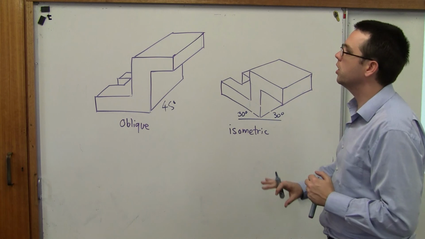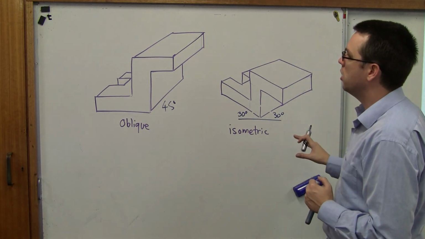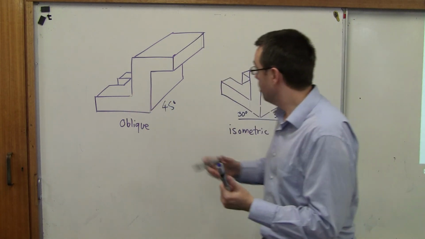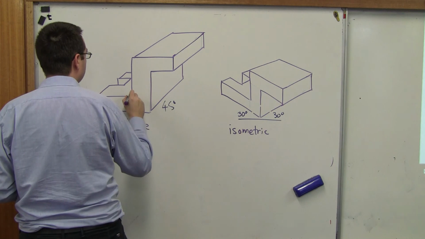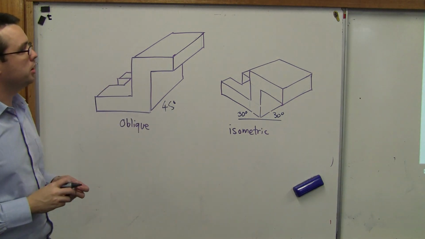A pictorial drawing gives you a general overview of the shape. Make sure that you get the scale right. Try not to leave any gaps like I've done there. Again, it's sort of half a mistake, so I probably wouldn't take a whole mark off for that, but you get the idea. Okay.